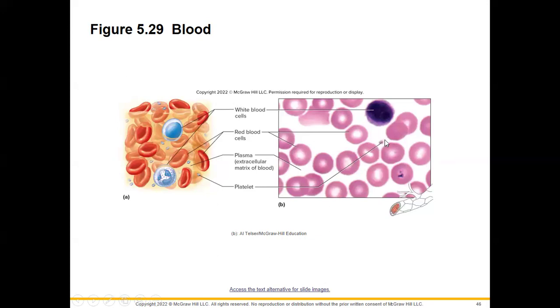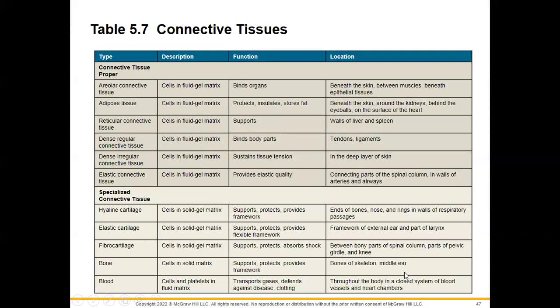So remember, platelets are cell fragments that float around and help your blood to clot when necessary. And then all of that is suspended in plasma, which is your liquid extracellular matrix that makes up blood.